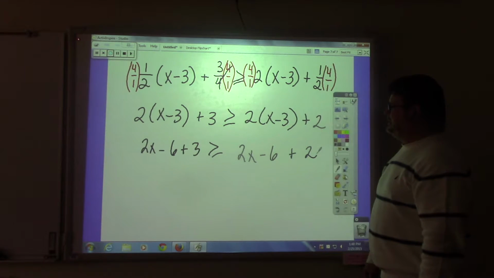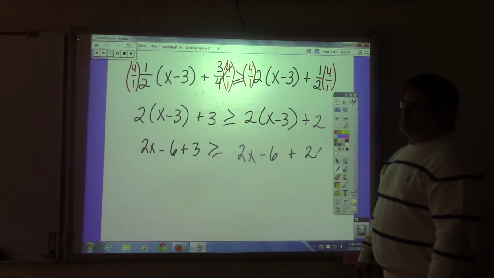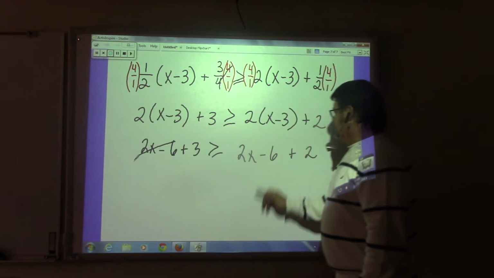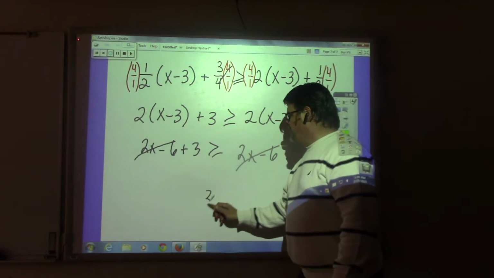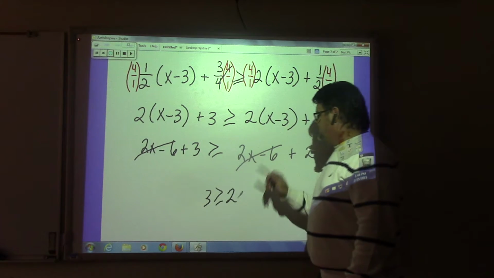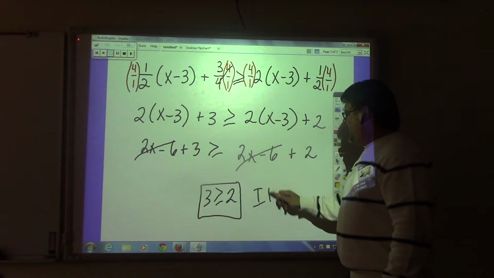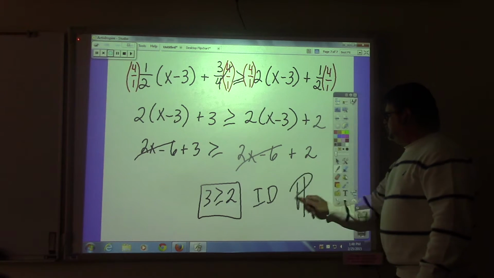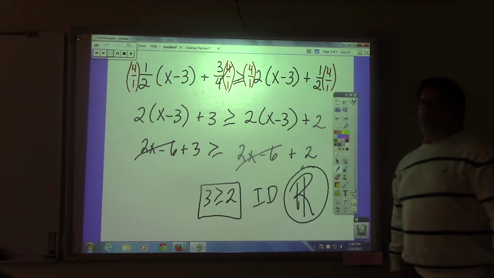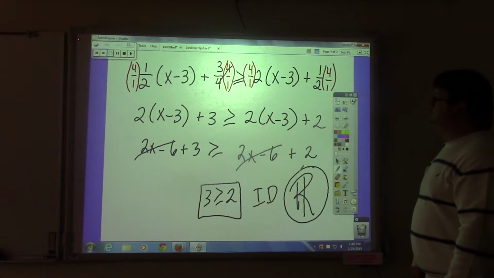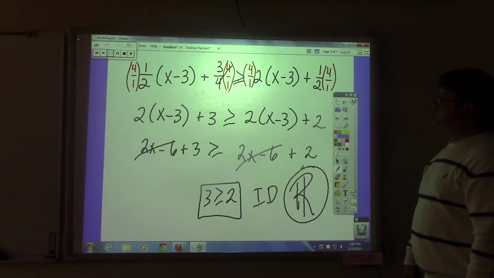I'll do it again. These go out. And that leaves 3 is greater than what? Is that true? This is an identity. So what's the answer? All real numbers. How is it still 2x? Wouldn't that be 8 on the right side of the inequality? You're right. Thank you.